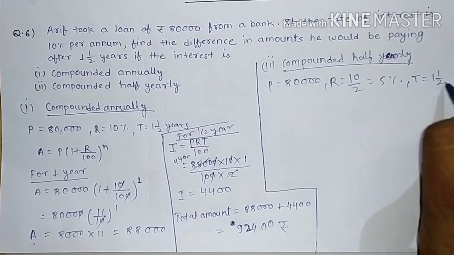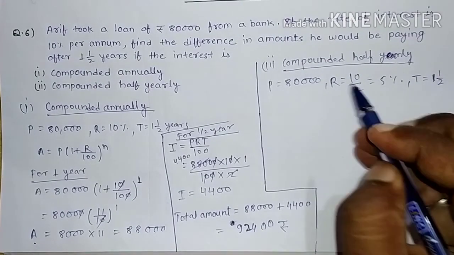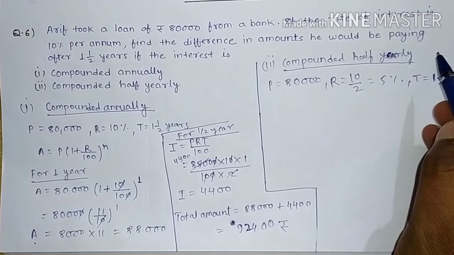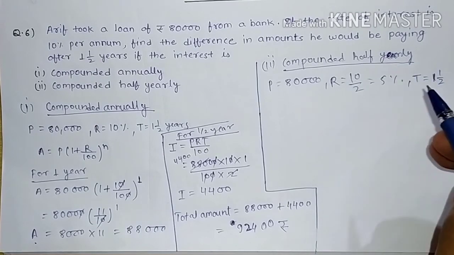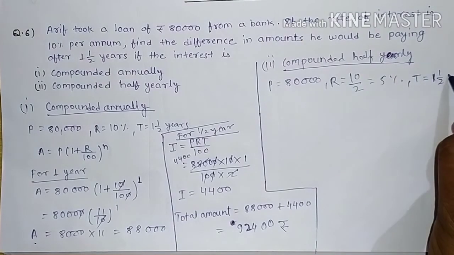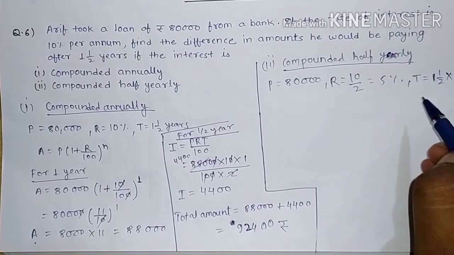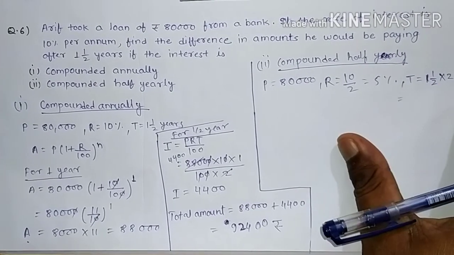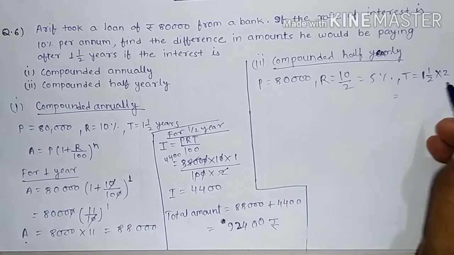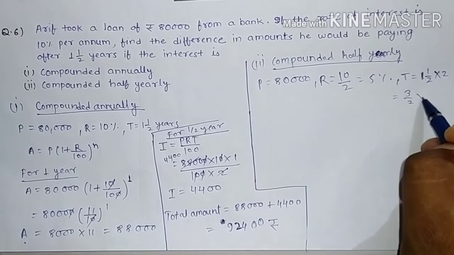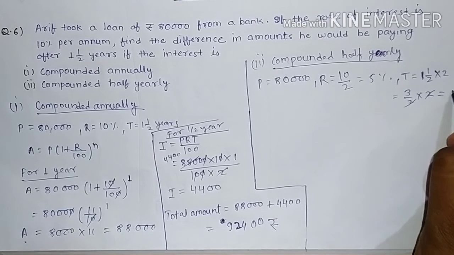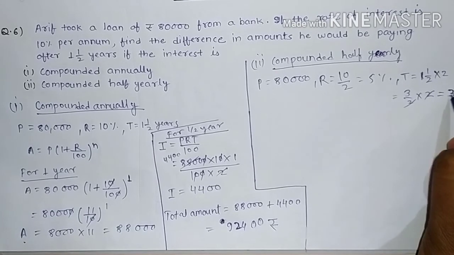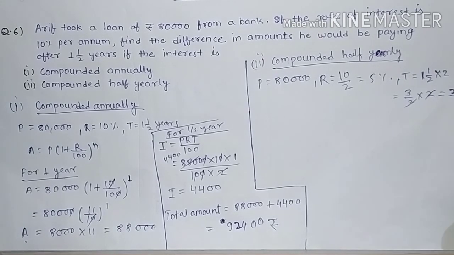And here the interest is compounded half yearly, so we have to multiply the time by 2. To simplify this, 1 plus 1/2 is 3/2, into 2, the 2s cancel out. So 3 is here. So time will be 3 half years.